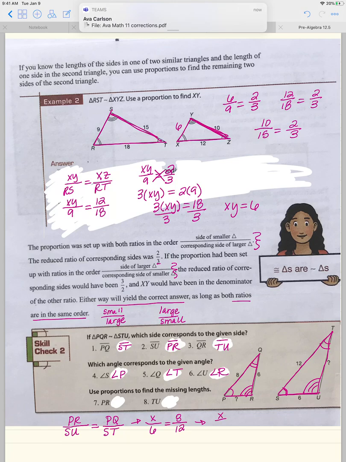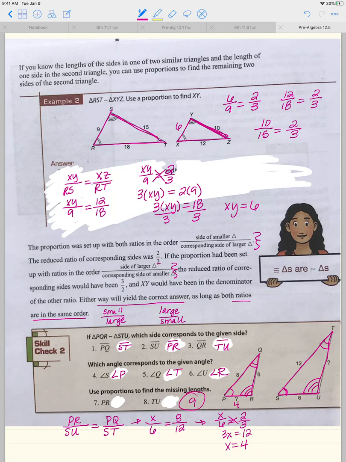So X over 6 is equal to, and I'm just going to reduce this ratio, 8 over 12. Those are both divisible by 4. So X over 6 is equal to 2 over 3. Cross multiply: 3X is equal to 12. So X is equal to 4. So PR is 4. You work through those same steps for TU. I'm not going to do that for you. I want you guys to practice that. You should get 9 for TU. And that's this lesson.